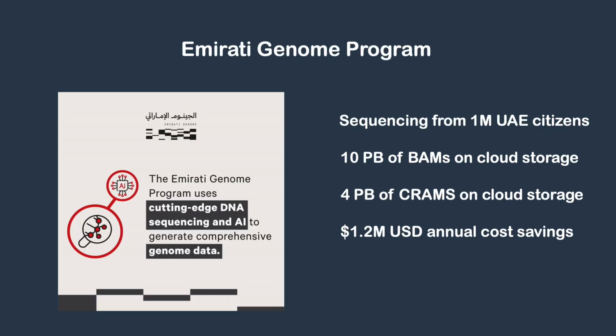Now let's look at a real-world example from the Emirati Genome program. The primary objective of this national initiative is to sequence the genomes of 1 million UAE citizens. The project was expected to generate 10 petabytes of BAM files, which would then need to be stored on a commercial cloud platform. But they are instead converting the BAM files to CRAM files and reducing their storage requirements to 4 petabytes, which is saving them $1.2 million in annual storage costs.